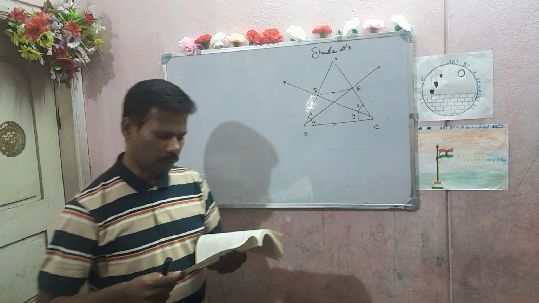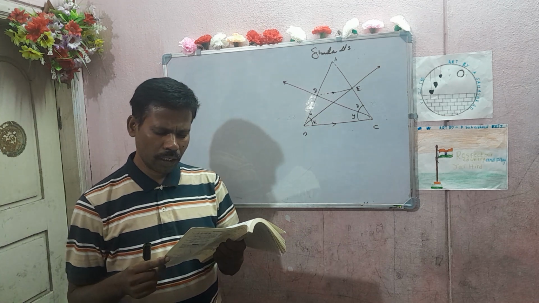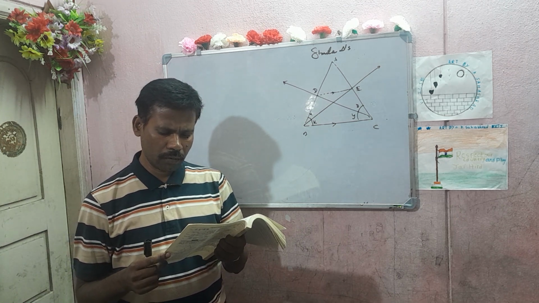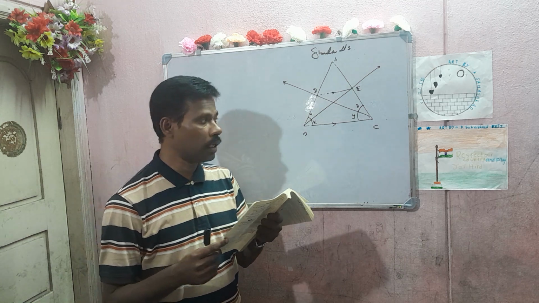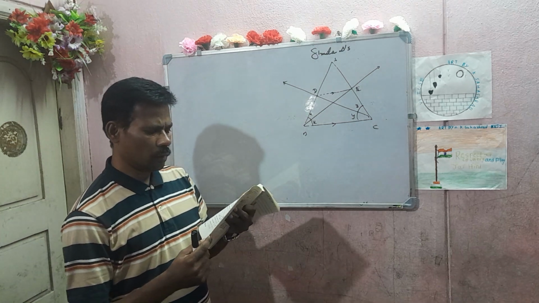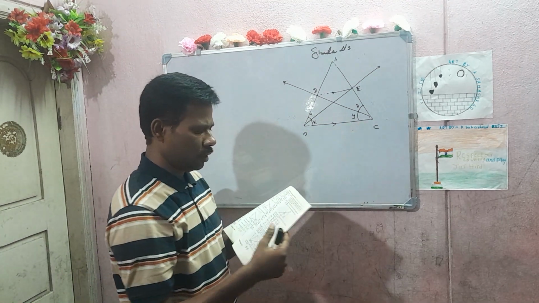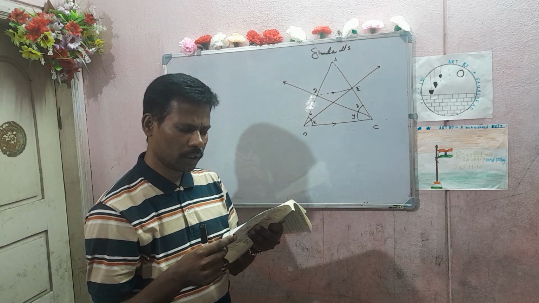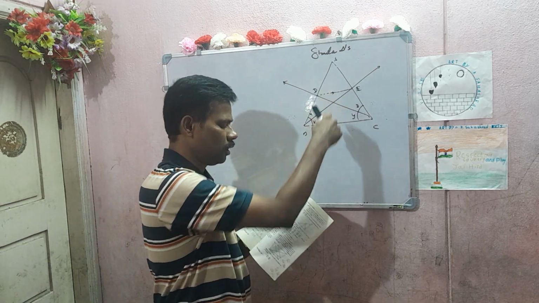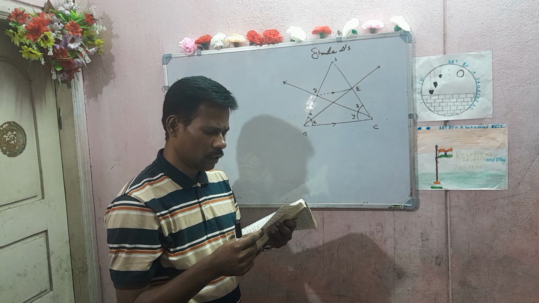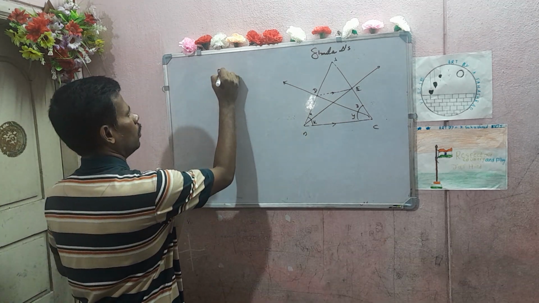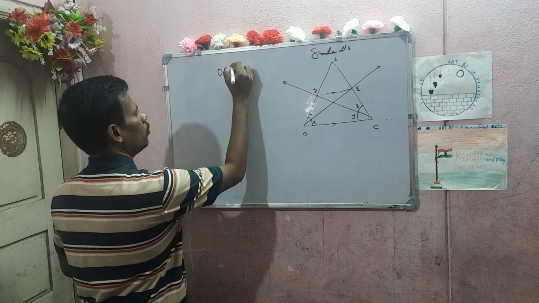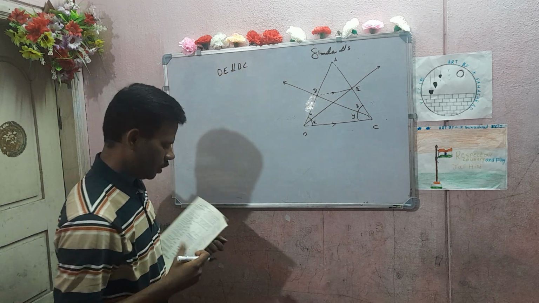Let me continue with this problem. The bisectors of angles B and C of a triangle ABC intersect the opposite sides in E and D, such that DE is parallel to BC.